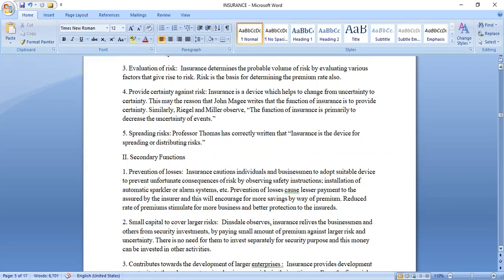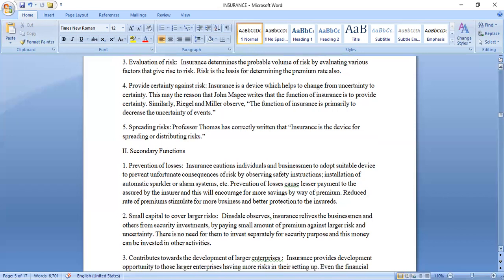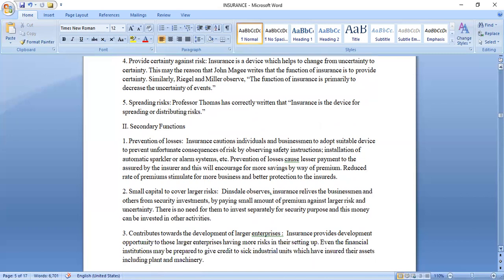Then another primary function is to provide certainty against risk, right? So with insurance, we've seen that when someone insures, for example, their business, their lives, their vehicles, their crops, their cattle, they are certain about the future, right? They'll not be worried, because they know that in case any uncertain event occurs, then the insurance companies, these insurers, will be able to compensate them, to pay them an indemnity.